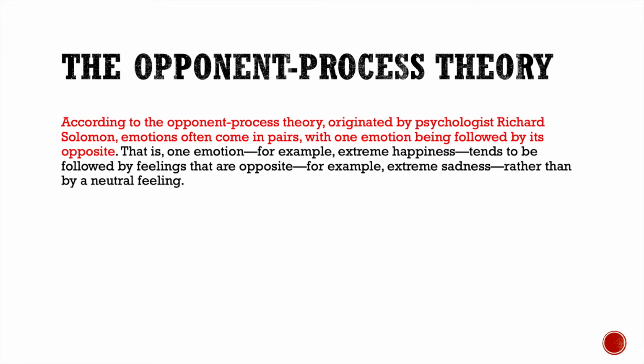According to the opponent process theory, originated by psychologist Richard Solomon, emotions often come in pairs, with one emotion being followed by its opposite. That is, one emotion, for example, extreme happiness, tends to be followed by feelings that are opposite, for example, extreme sadness, rather than by a neutral feeling.